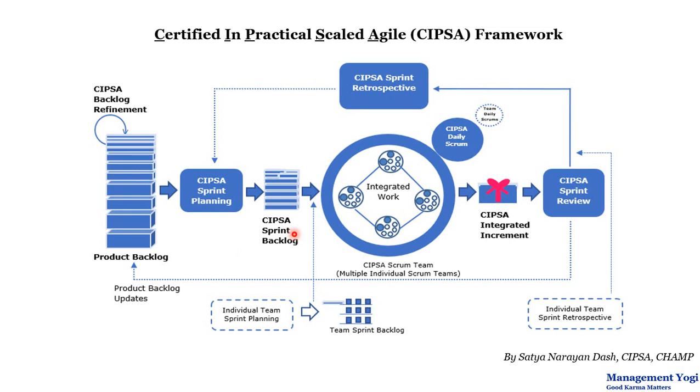Because we are talking of Scrum at scale, our focus is not with respect to individual team increments. Rather, it is an integrated increment. And that integrated increment is called the CIPSA integrated increment, and it is given at the end of the sprint. Once the increment is available, it will be demonstrated in the CIPSA sprint review meeting, which is another event for Scrum at scale. And it will be followed with CIPSA sprint retrospective, which is another event for Scrum at scale.